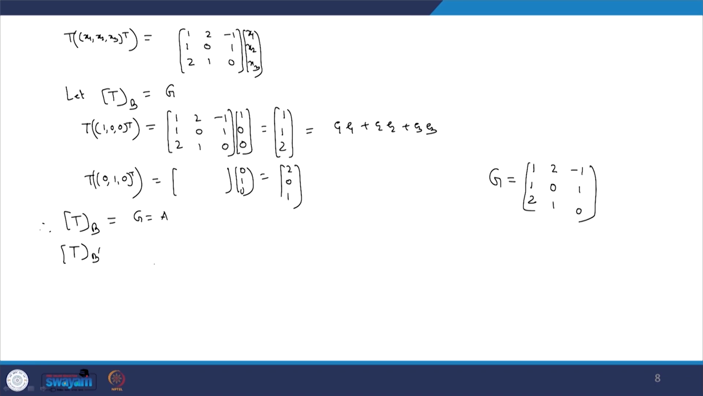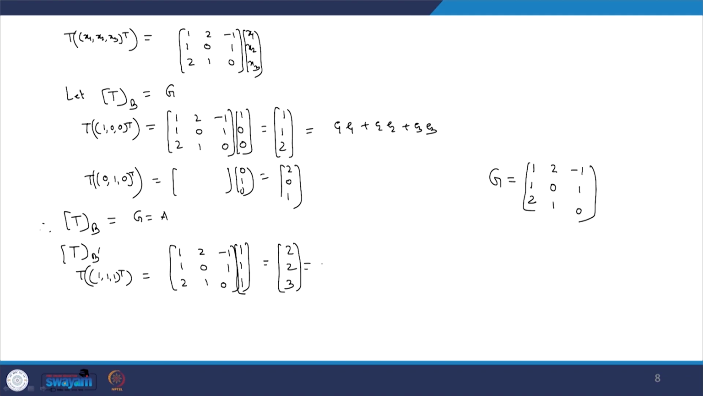Okay. So, for that again I have to see the image of T of 1 1 1 transpose, that is equal to 1 2 minus 1, 1 0 1, 2 1 0. So, this when you multiply to this 1 1 1, okay. So, I am getting it is equal to 2, then this is again 2 and this is equal to 3. So, I am getting this one.